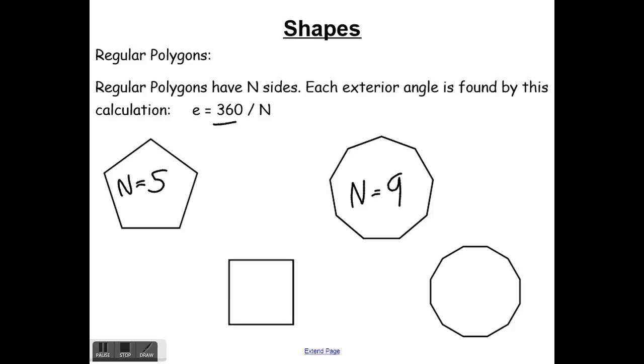Why is it 360? Because the whole angle has 360. In a regular shape, yes, that is true. But in any shape, this 360 would be used for any shape, even an irregular one.